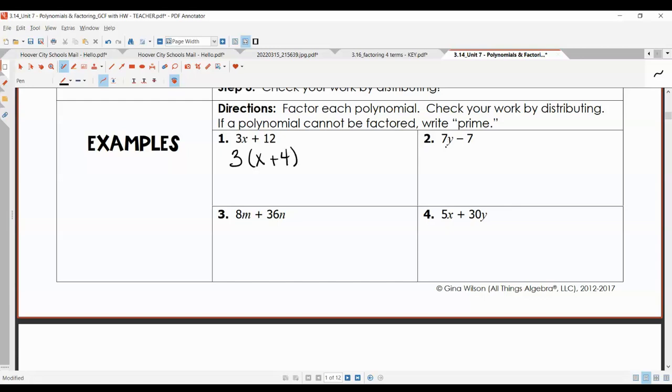Number 2, 7 is our greatest factor. And then 8m plus 36n. We have a common factor of 4 is our greatest common factor. And then greatest common factor is 5.